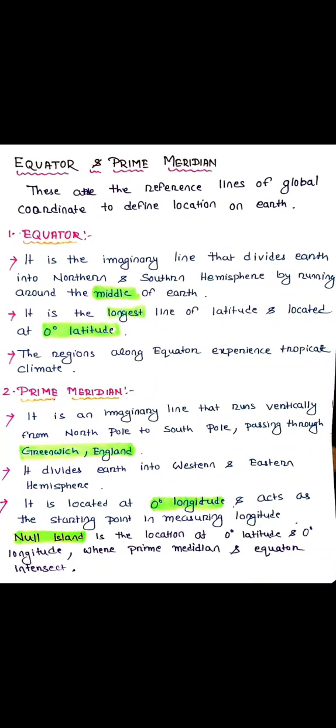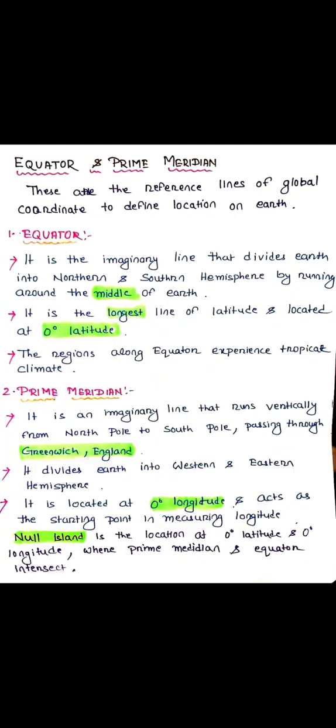And first we will know what is the equator. It is the imaginary line that divides earth into the northern hemisphere and southern hemisphere, and it runs around the middle of the earth. So it equally divides earth into two parts. The upper one is the northern hemisphere and the lower one is the southern hemisphere, and it is also known as the 0 degree latitude, from which we can calculate the latitude. It is the longest line in latitude, and all the latitude lines are parallel to this line.